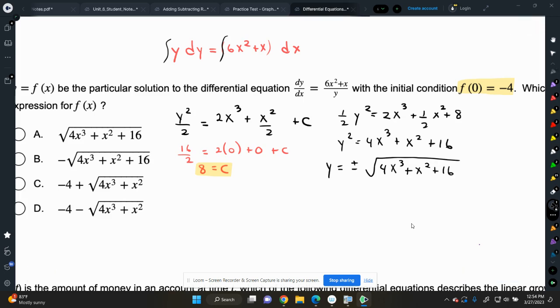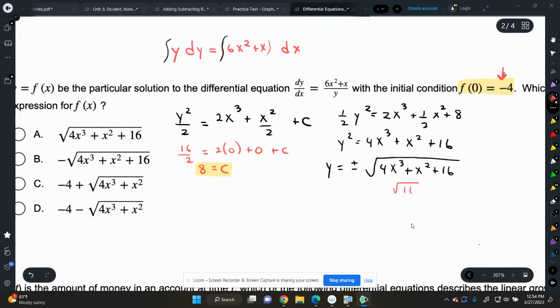At this point, I look at my choices. So now it looks like I have to choose between A or B. Any idea how we do that? Oh, you plug in and it has to be a positive number. Well, when I plug in my x, what type of y did I get? Negative number. If I plug in 0 here, right, I get the square root of 16, and it told me y is negative 4. Well, the square root of 16 is plus or minus 4, so clearly we're looking at the negative square root.